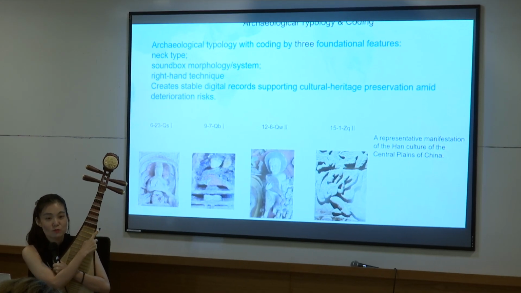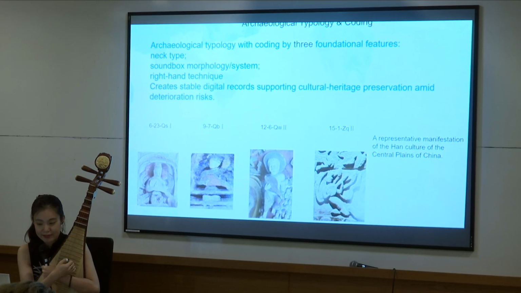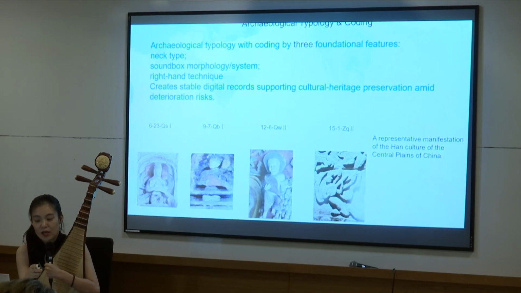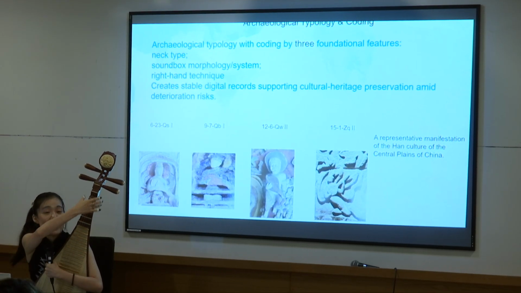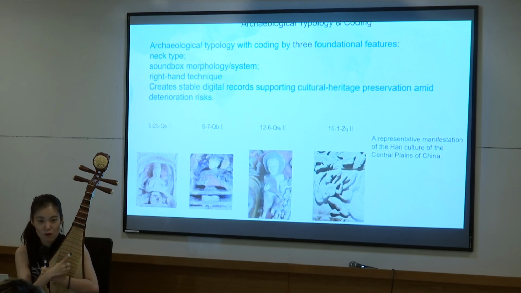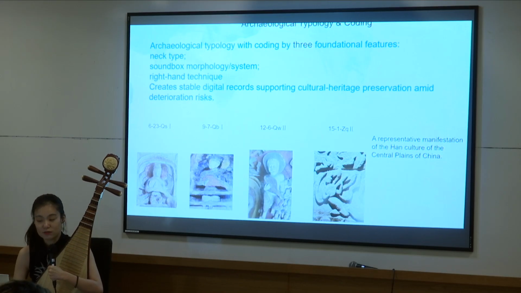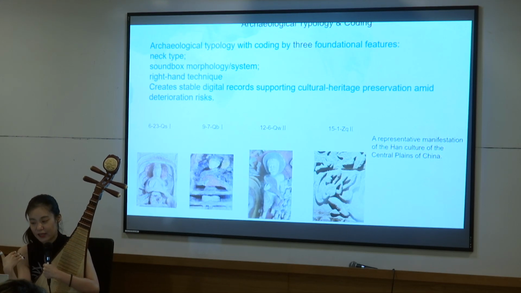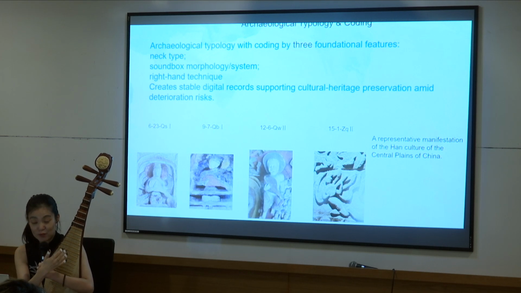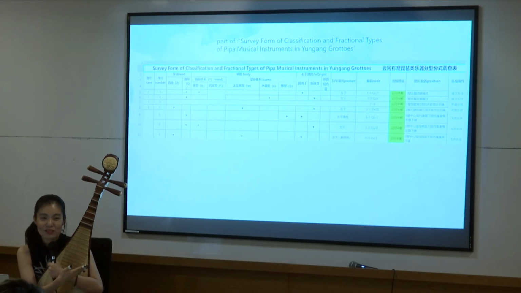6.23 and QS1 means it comes from cave 6, and 23 is the number, and Q is the neck. The neck is covered, and S and 1 means he used tools for the right hand technique, so that I can clearly identify that image.